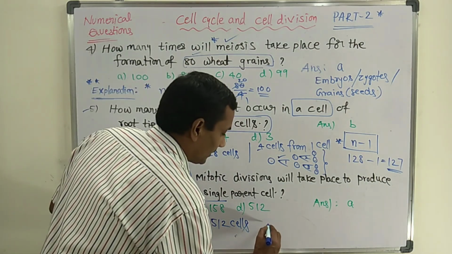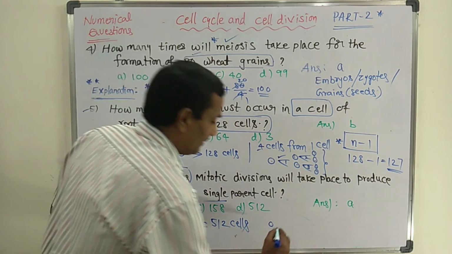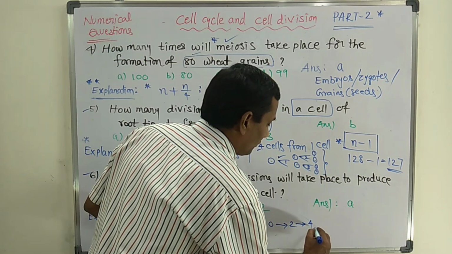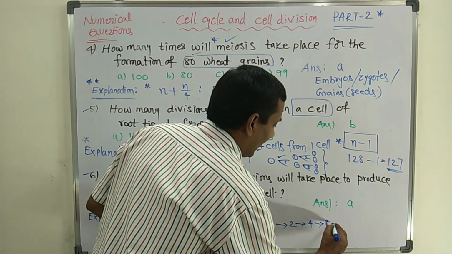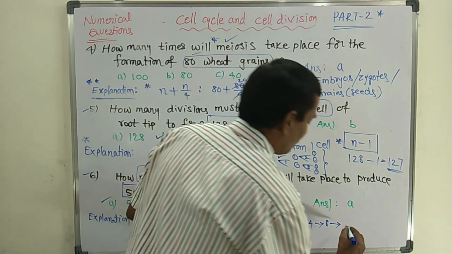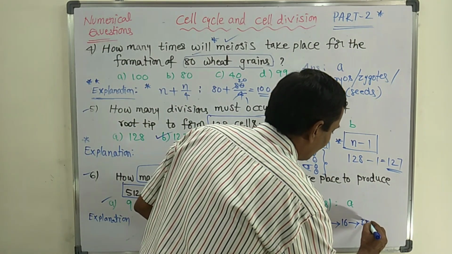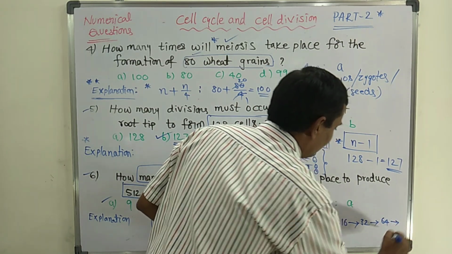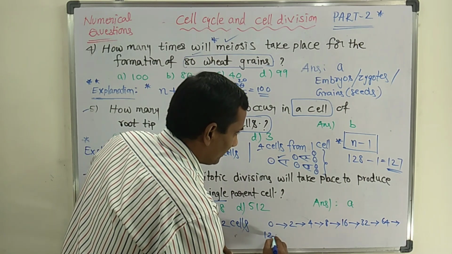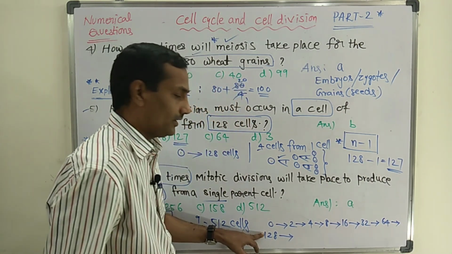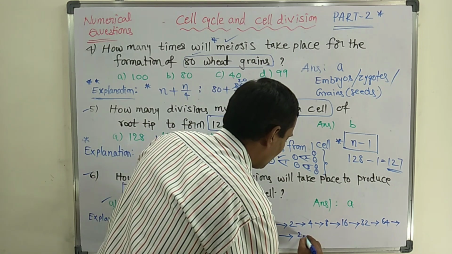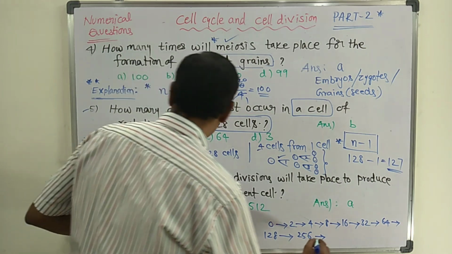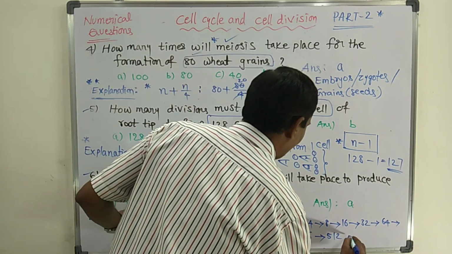Now I will show you. First, one cell is there. It leads to formation of 2 cells. 2 cells to 4 cells. 4 cells to 8 cells. 8 cells to 16, 16 to 32, 32 to 64, 64 to 128 cells, 128 to 256 cells. It leads to formation of 512 cells.